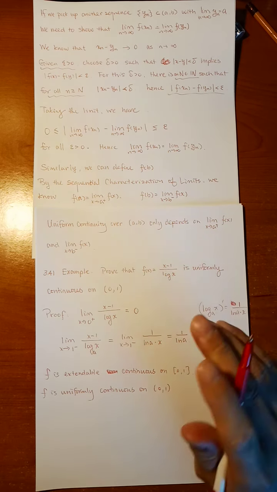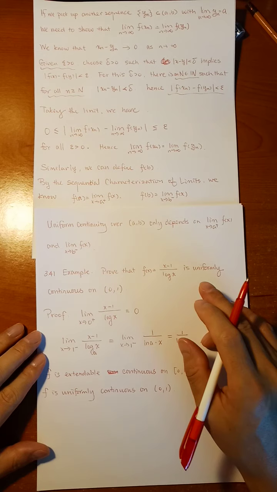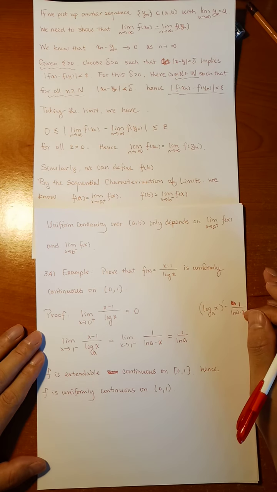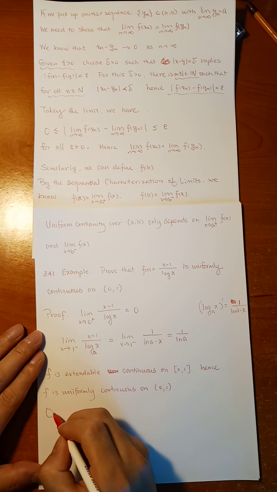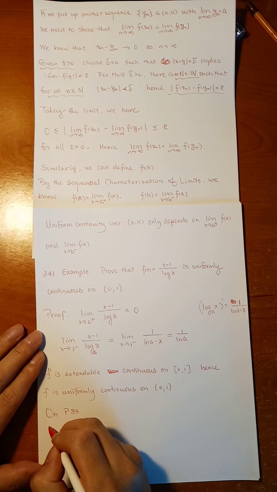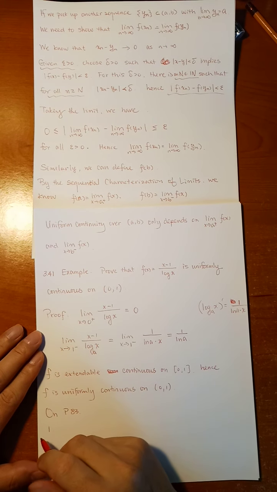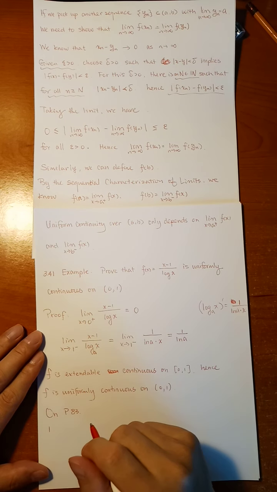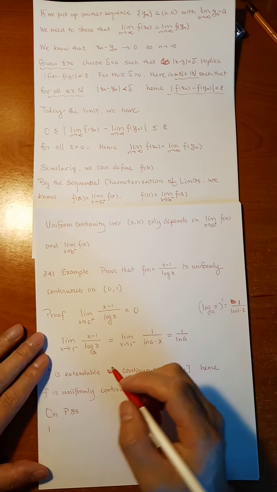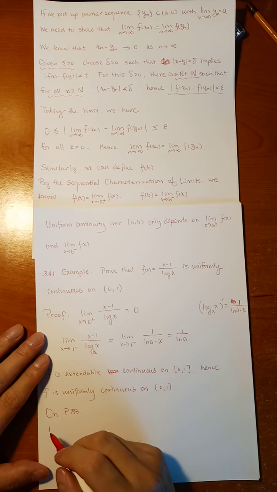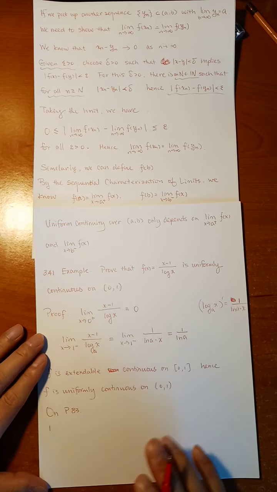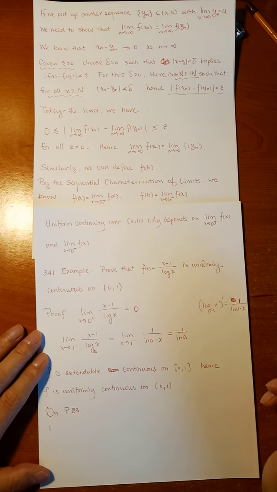Okay, so that's section 3.4. Today we finish this section 3.4. And now let's see the exercises. On page 83, we have exercise 1. Exercise 1: use the definition to prove each of the following functions is uniformly continuous over (0, 1). You can just pick one or two of them. There are three examples. If you have time, you can try all, but if you don't have time, at least try one or two.